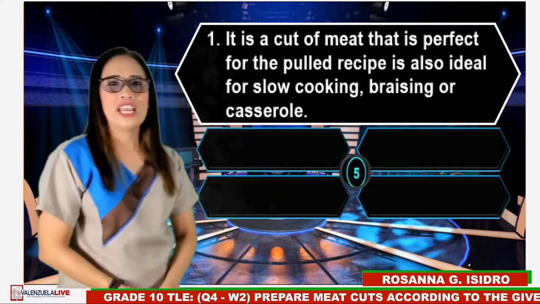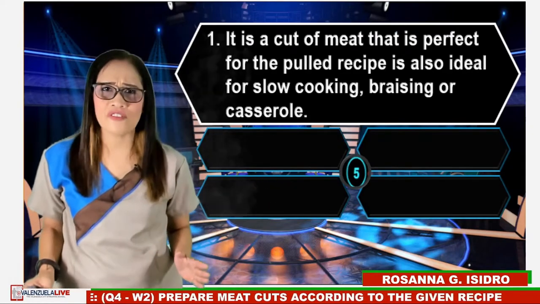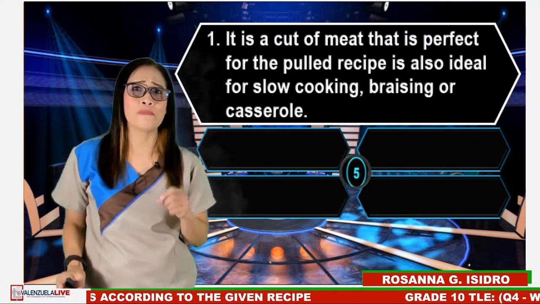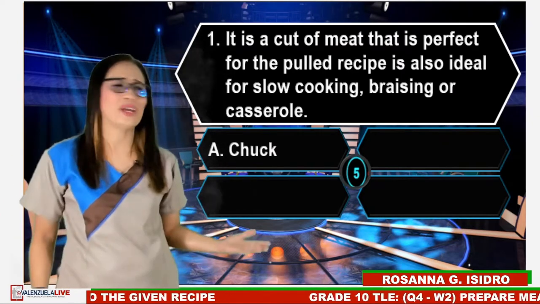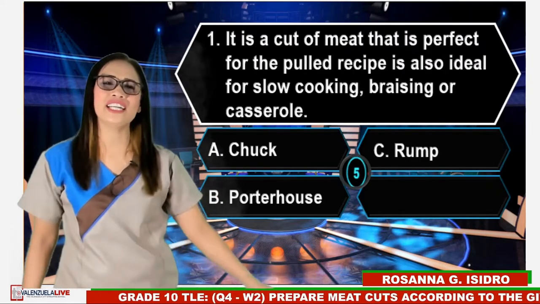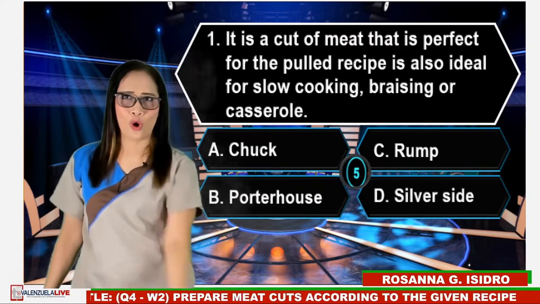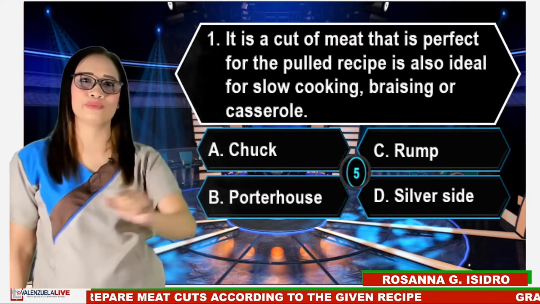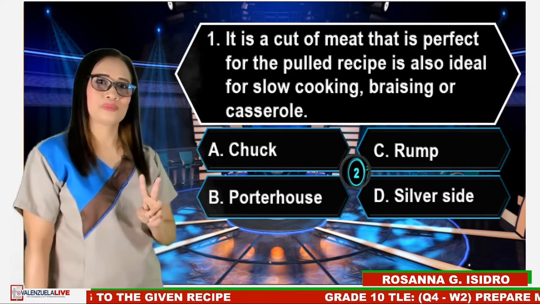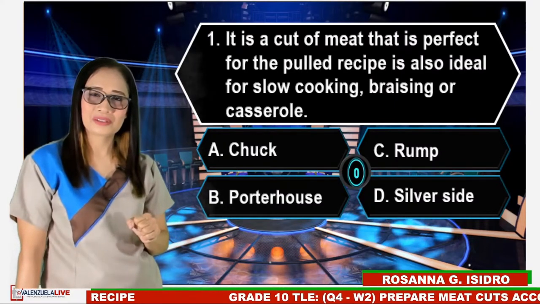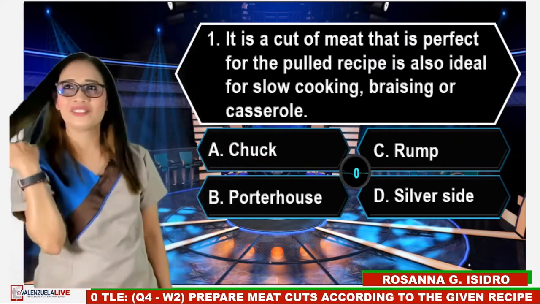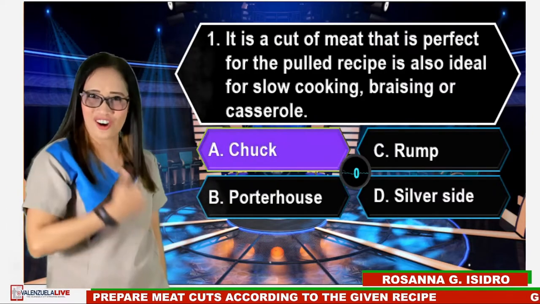Number one, it is a cut of meat that is perfect for the food recipe, and is also ideal for slow cooking, braising, or casserole. It is letter A, chop. Letter B, porterhouse. Letter C, rump. Letter D, silver side. Your time starts now. Time is up. If your answer for number one is letter A, chuck, then you are correct.